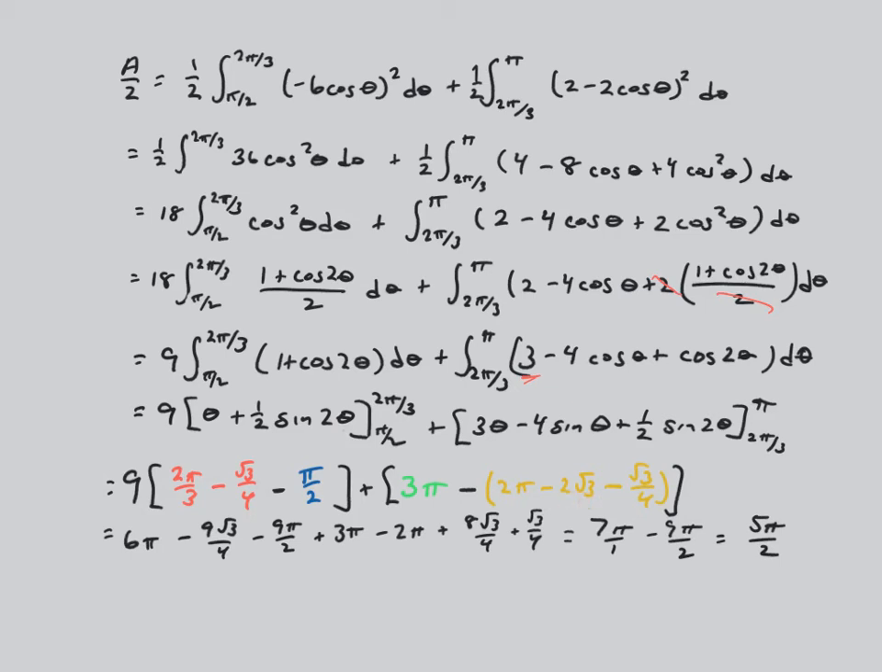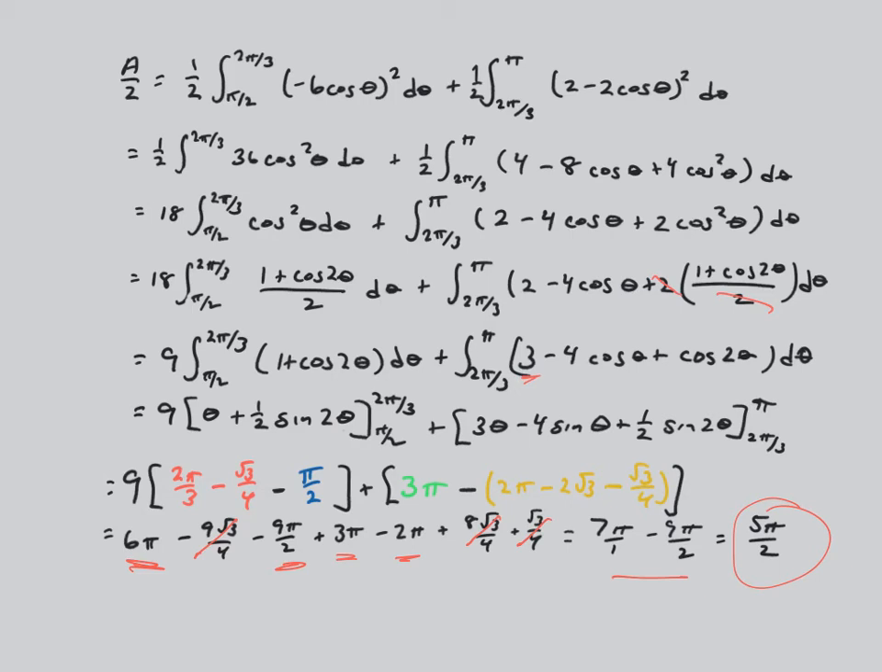But if I put that over the 4, I get 8 square root of 3 over 4, and that's going to be plus square root of 3 over 4. Well, at this point, again, I look at it, 8 square root of 3 over 4 plus square root of 3 over 4 is 9 square root of 3 over 4 minus 9 square root of 3 over 4. So those drop off. So I'm left now with the 6 pi minus 9 pi over 2 plus 3 pi minus 2 pi, which ultimately ends up as being 5 pi over 2.